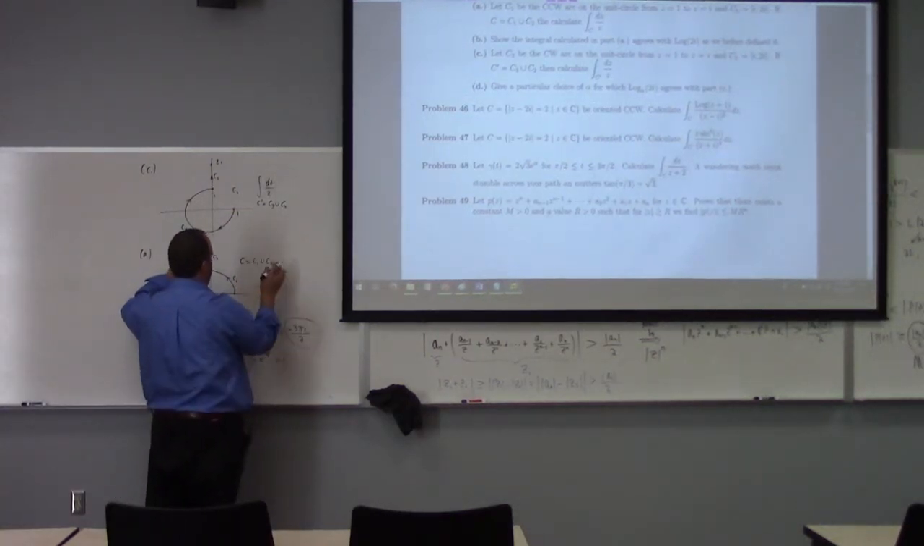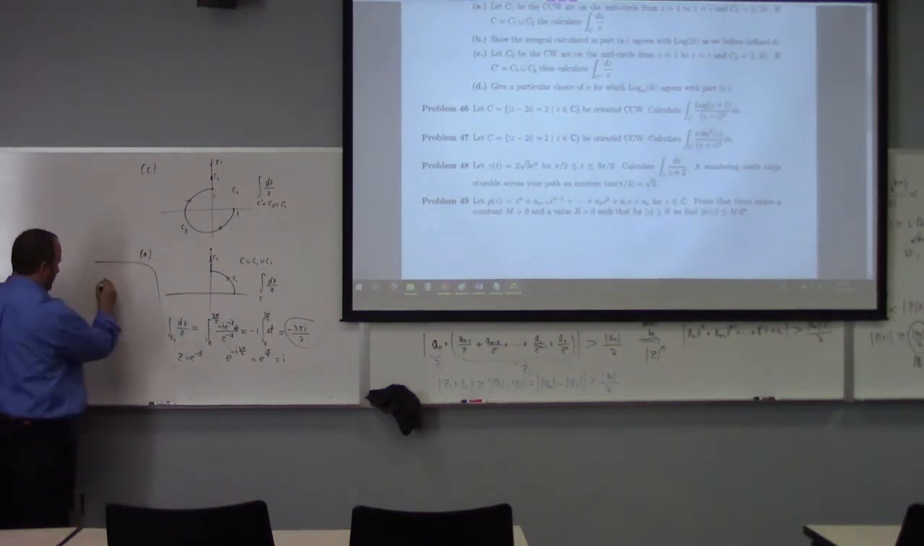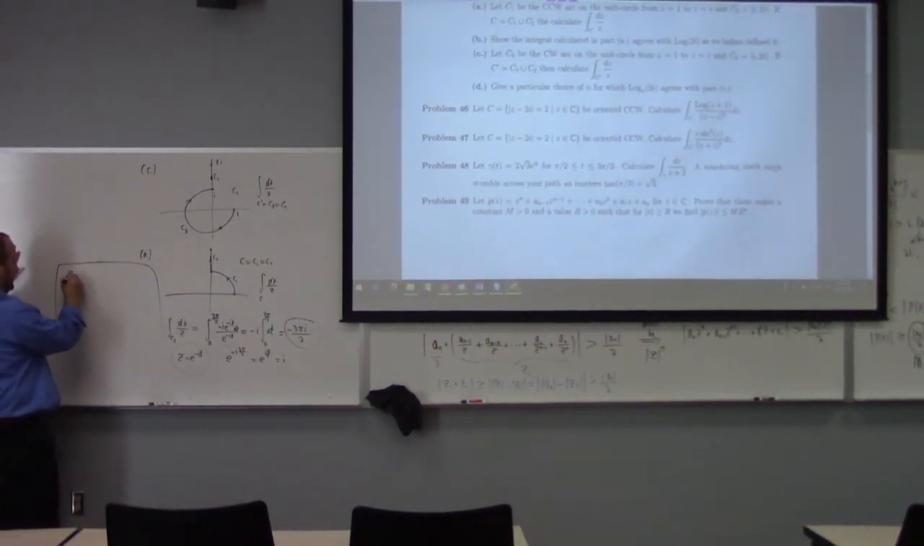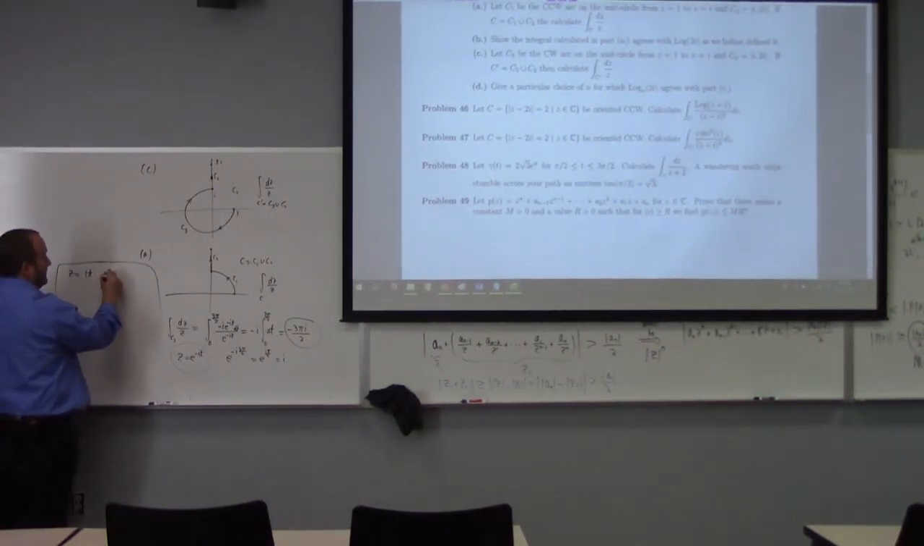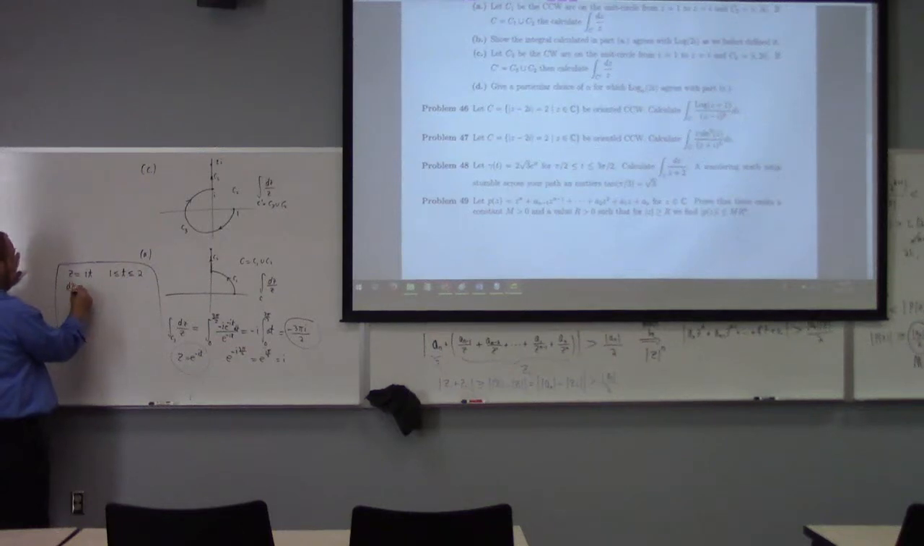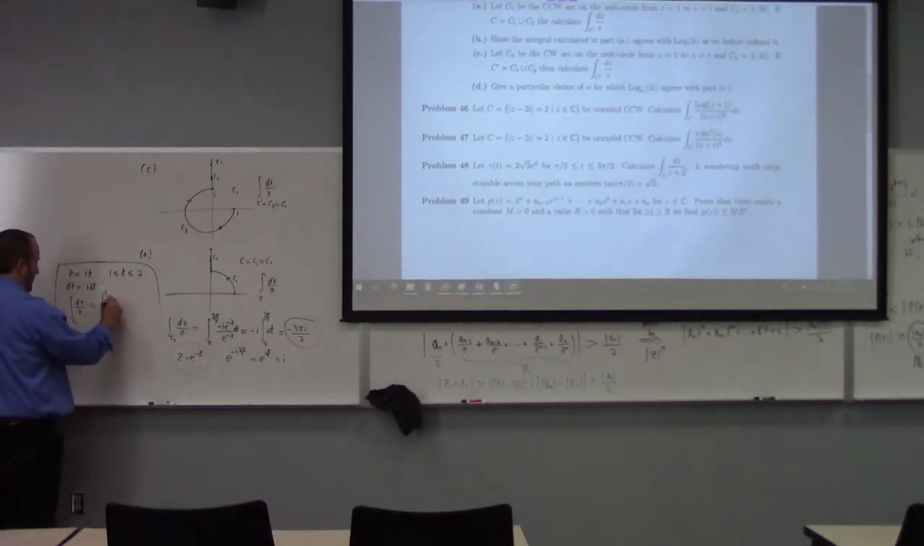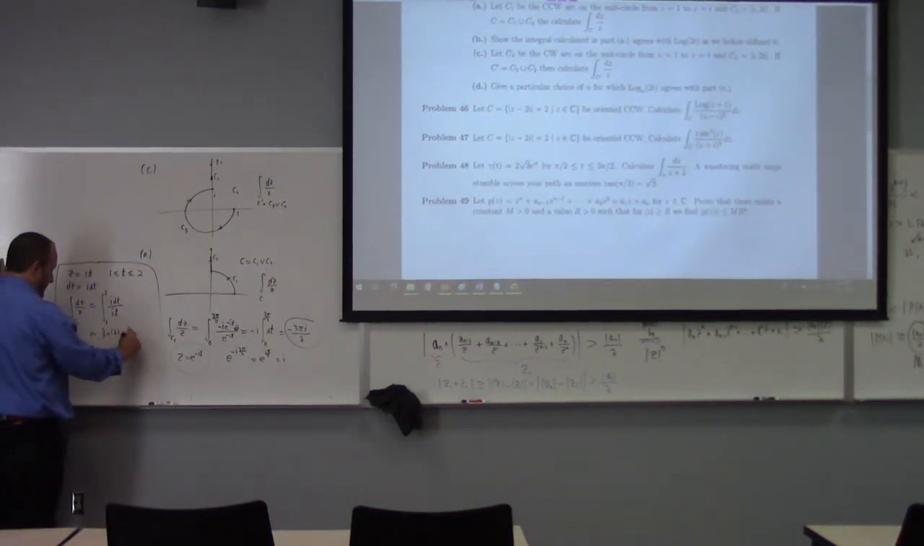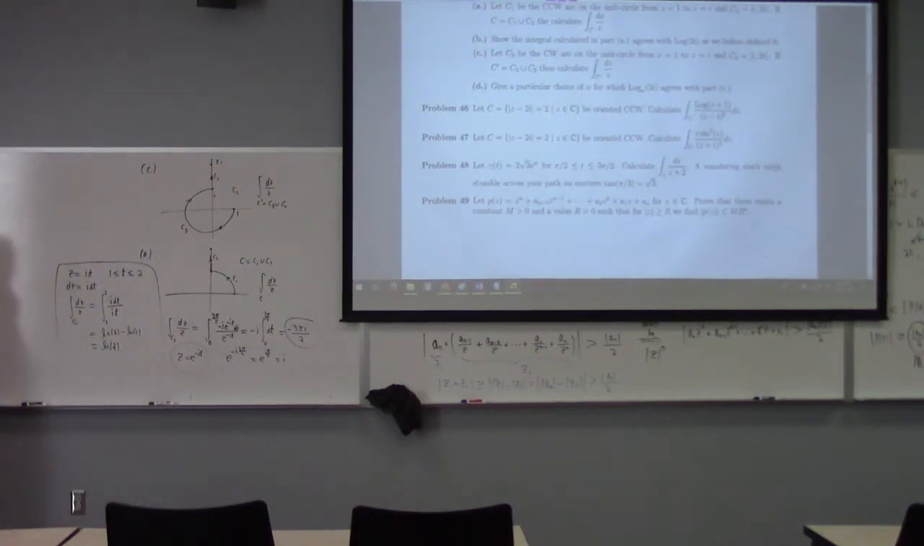So for the vertical part, which I'll put over here, we have z equals it, with 1 less than or equal to t less than or equal to 2, right? So dz is i dt, and the integral of dz over z over C2 would just be the integral from 1 to 2 of i dt over it, which just gives me natural log of 2 minus natural log of 1, that natural log of 2 you guys were just telling me about. Woohoo! So it looks like I get log 2 minus 3πi/2.